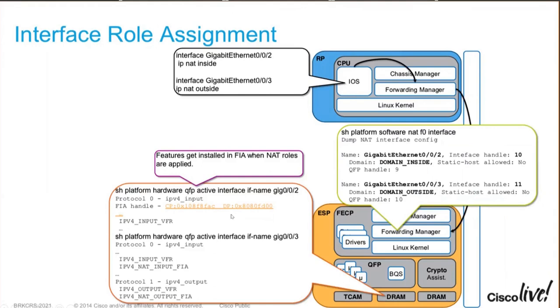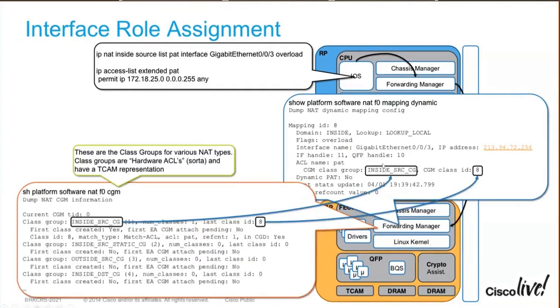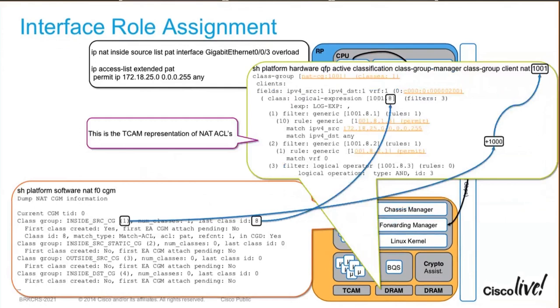So for 002 we added NAT to the feature invocation array, and for 003 we'll add that as well. Now, if we add an ip nat source list, similarly we'll have domain inside and the source IP address, something like that. So that mapping will be added. Basically, whatever you configure on RP will be sent to FP as objects, and those objects will be programmed into the hardware.